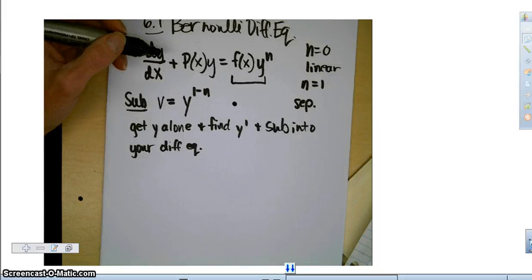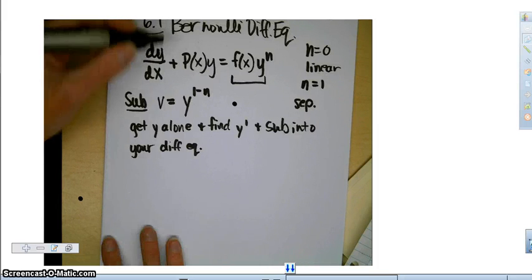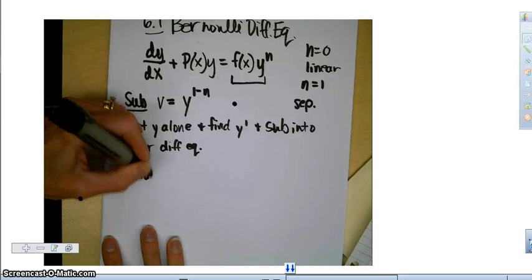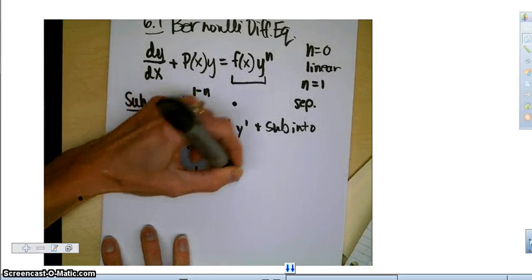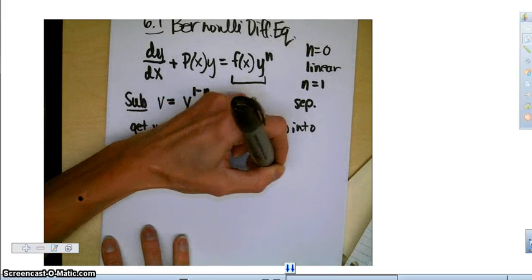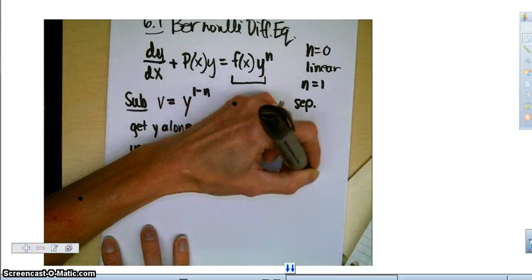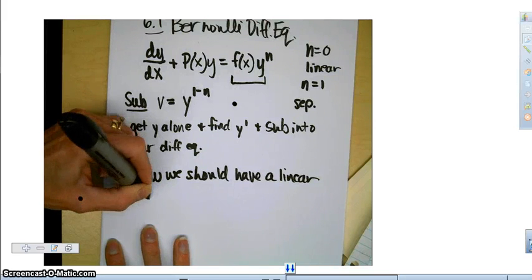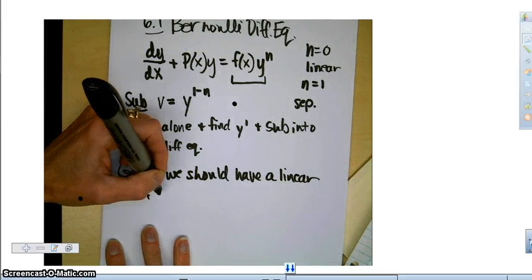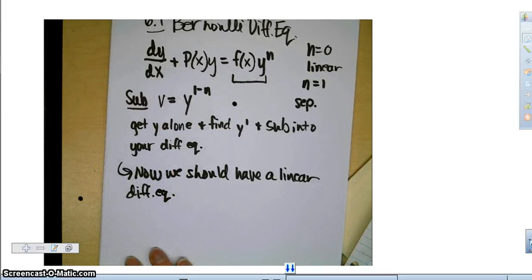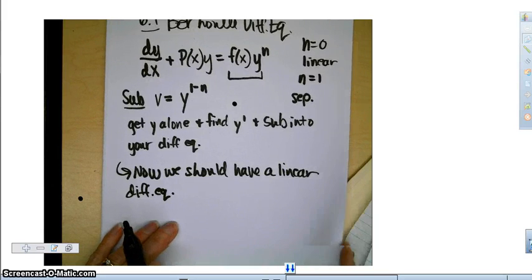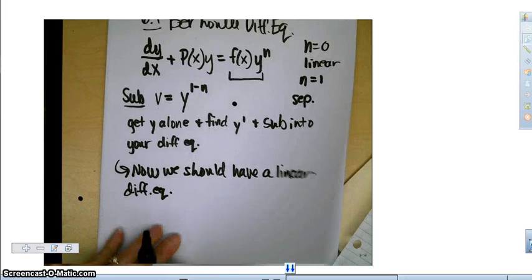Then after that, we should have a linear differential equation, and we can go through and find the integrating factor and work it out like we did before. So for a Bernoulli differential equation, we need to use a substitution to turn it into a linear differential equation. So let's take a look at one example.